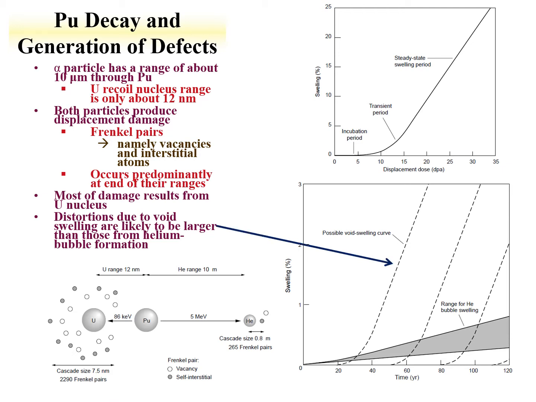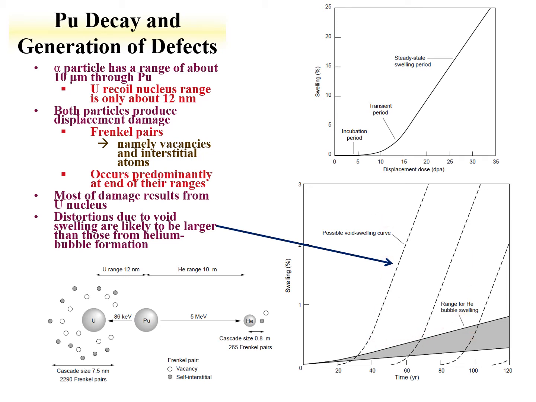And one of the properties of this is that over time you get swelling, and you have a void swelling curve. As you see here, there's a range of what can be due to the void swelling, which is this uranium recoil, and then there's a range for the swelling due to the helium. As we see, the helium, while it does contribute, does not seem to contribute as much as the void swelling.